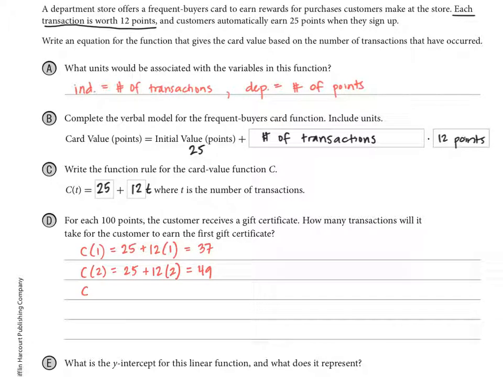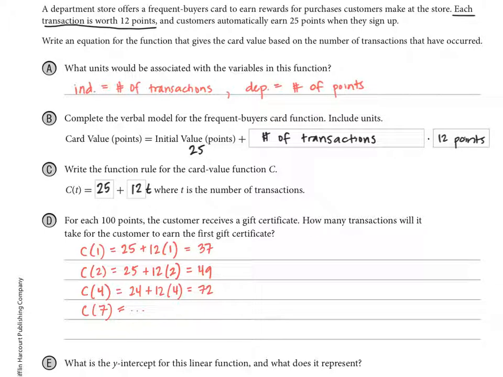And so I can keep going. Let me skip a couple. Let's do C of 4. And I get 25 plus 12 times 4. So multiply first and then add: 48 plus 25 is, looks like 73. Actually, I know it's going to go up by 12 every single time, and I'll realize that it's not going to reach 100 until we do about 7 transactions, it looks like. Okay, so I'll let you finish that up if you need to.